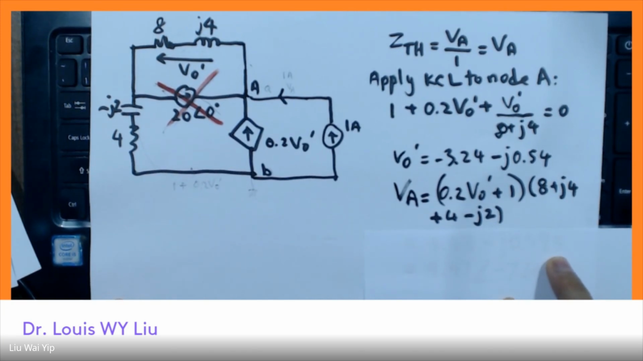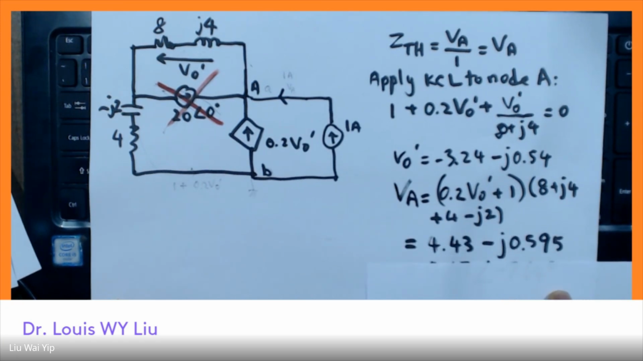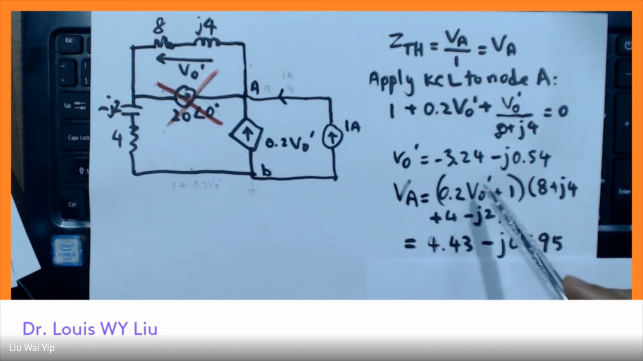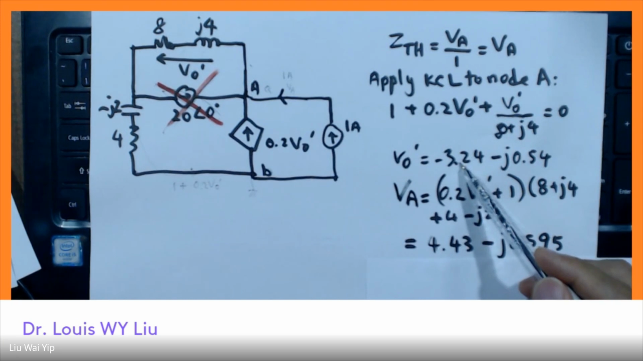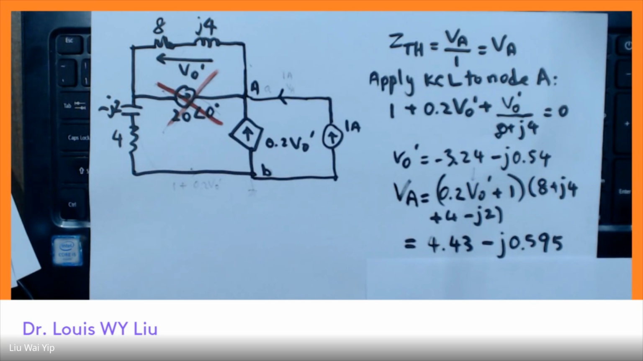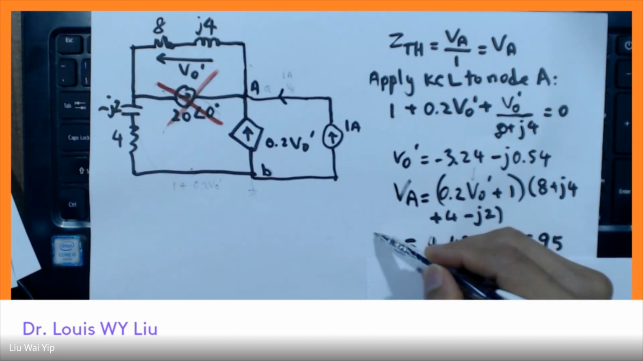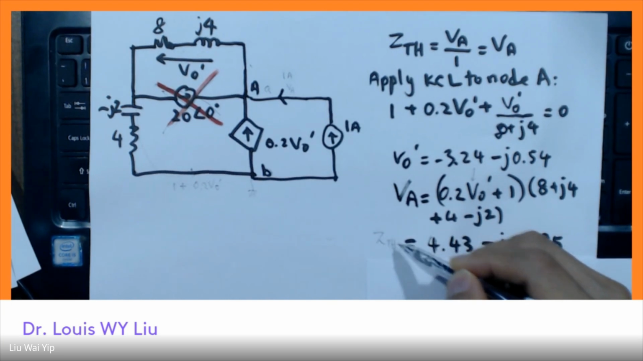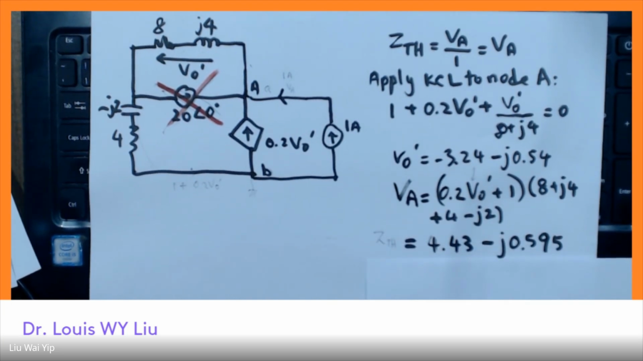And then you just need to resolve the equation. Yeah, you need to substitute V0 into this equation, and eventually you get the value here. And this is the value for V of TH, Thevenin impedance.